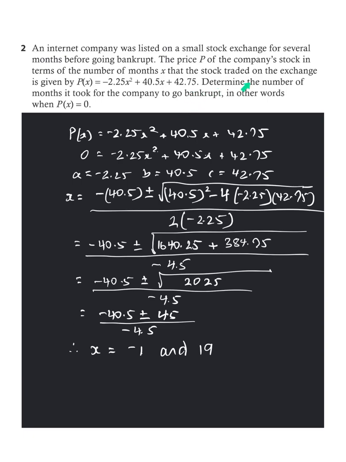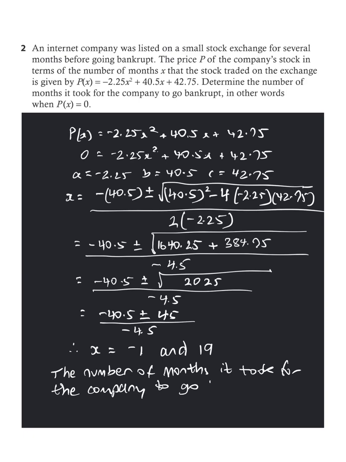Let's use the words from here. Determine the number of months it took for the company to go bankrupt. The number of months it took for the company to go bankrupt was 19 months.